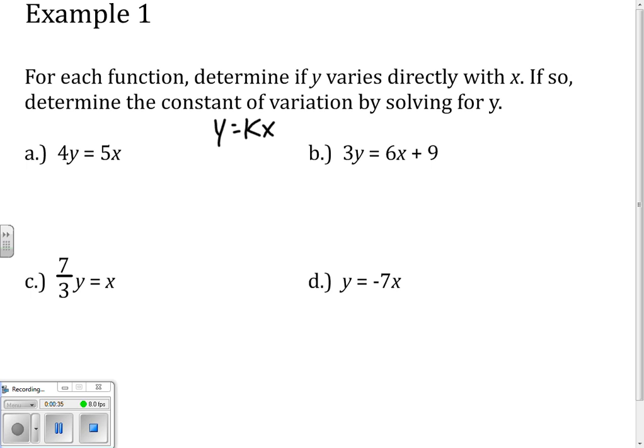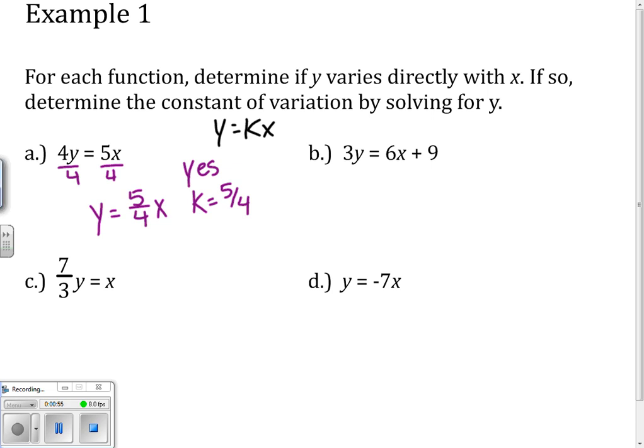So taking a look at letter A, if we solve that for y, we divide both sides by 4, we get y equals 5/4 x, which looks just like y equals kx. So this is a yes, and they want to know the constant of variation. K is 5/4.